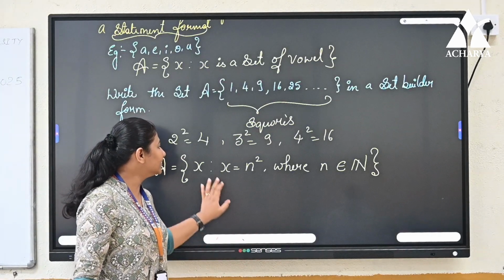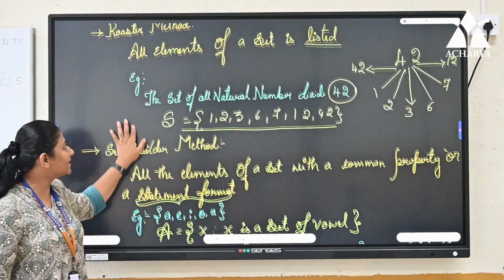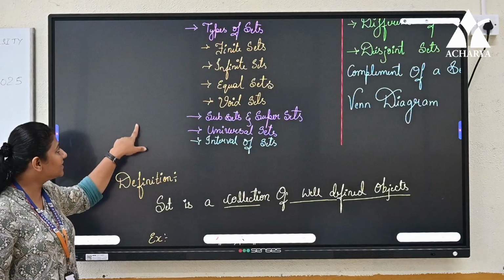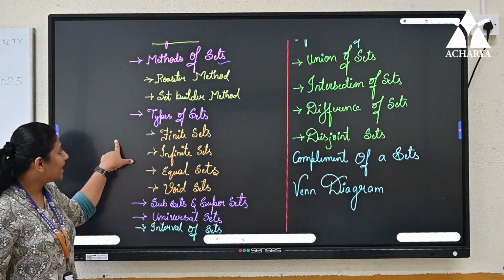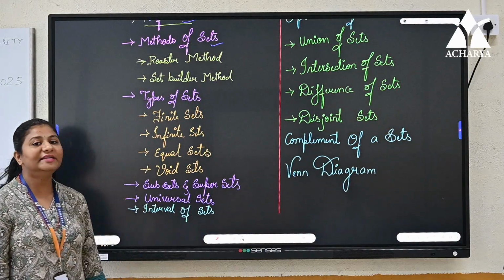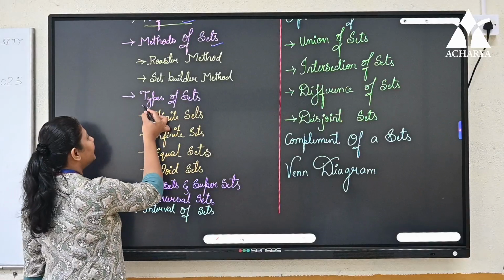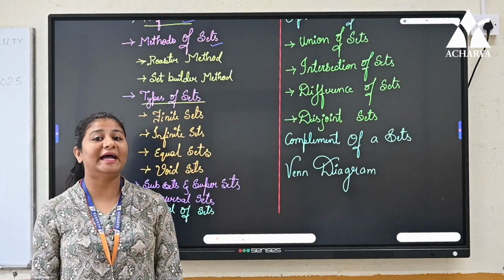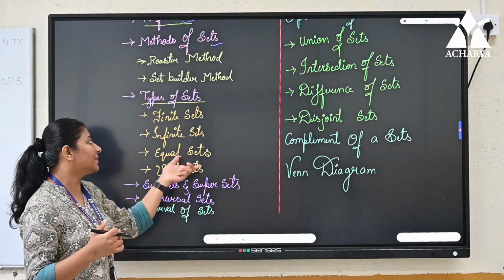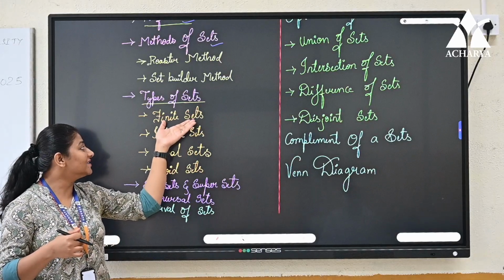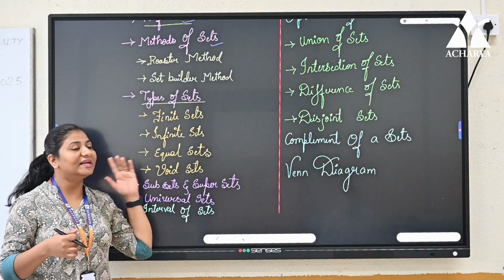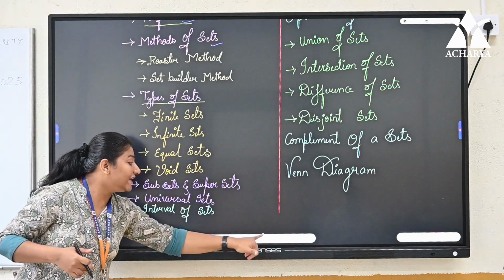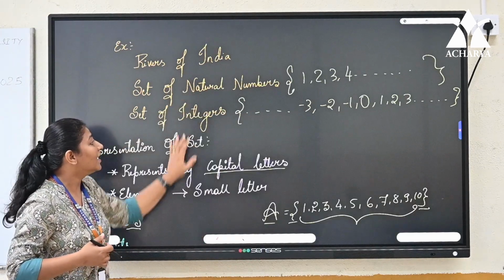So we completed two topics now. One is representation of a set, another one is methods of set, and the final major thing is types of set. By the headings only we can say that there are finite set, infinite set, equal set and void set. Let us go a little bit back, so it is very easy to remember these things.